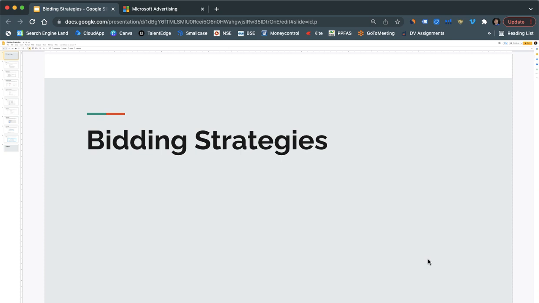In today's session, we're going to talk about bidding strategies in Microsoft Ads account. There are various types of bidding strategies, guys, which we can use inside the Microsoft Ads account to run different campaigns. So let's have a look at each of them one by one.